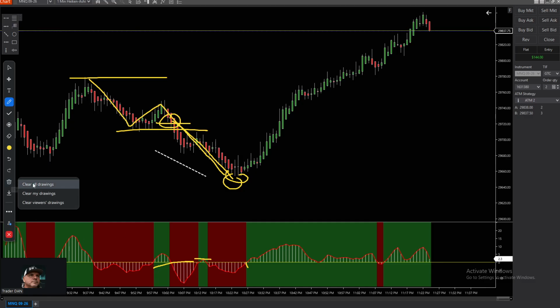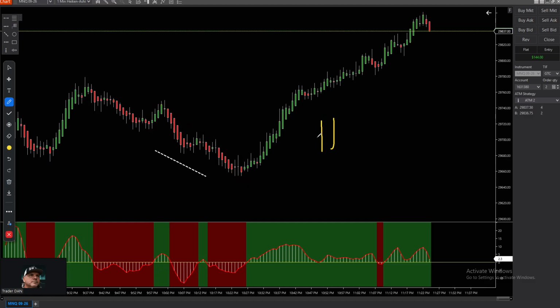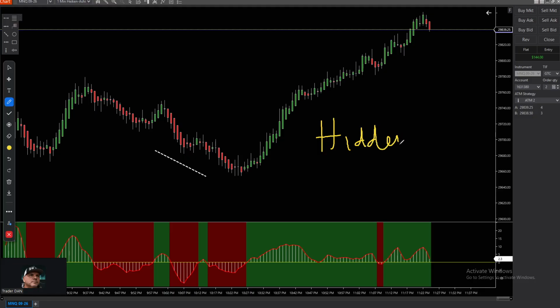What does this indicator also show you? It shows you what we call hidden divergence, right?